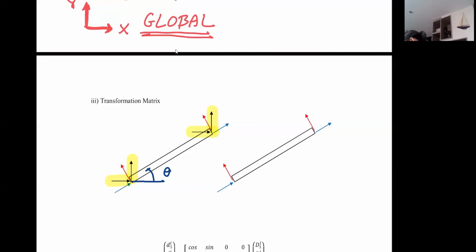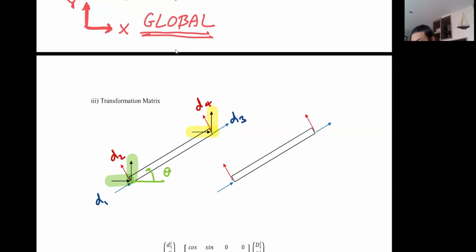Okay, so let's call this. Let me check with this. Okay, so the blue one, you know what? Let's use a different color for this. Okay, so now in the local, you see, the local ones are the one parallel and perpendicular to the member. So let's say this is D1. So that's going to be D3, right? And let's say this is going to be D2, and that's going to be D4.